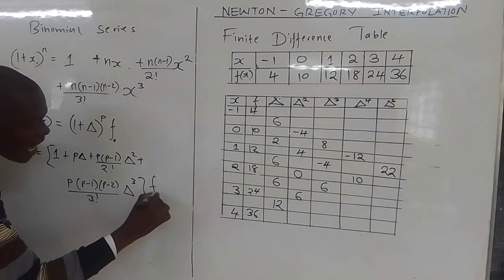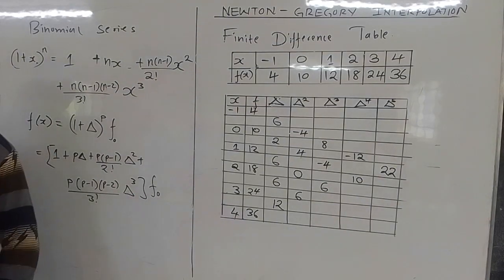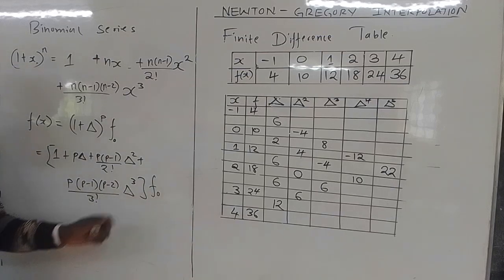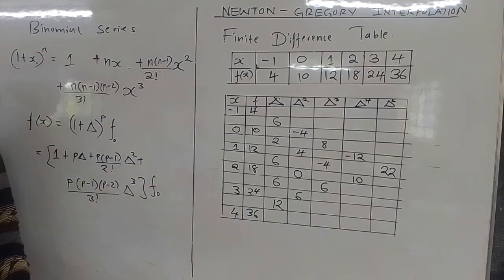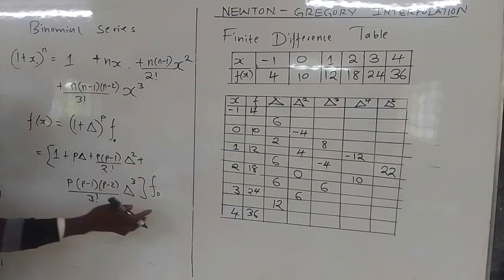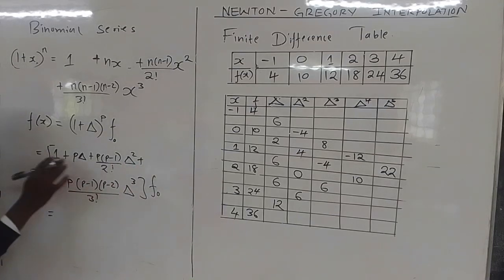Then outside, what do we have? F naught, denoting the forward difference. Are we together? So you can see f is outside the bracket, meaning it is a common factor of everything inside. Are you seeing that? It is a common factor of everything inside. Now, do you get what I'm saying? So this f naught is a common factor of everything inside. So you bring it inside. What do we now have? F naught times 1.